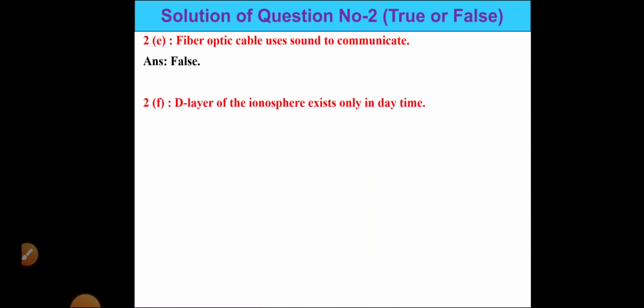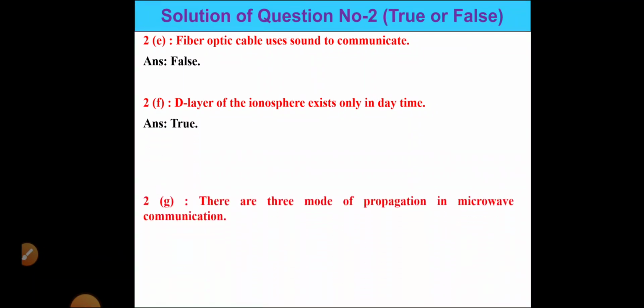The D layer of the ionosphere exists only in daytime. Yes, this statement is true, because at night it is nullified. The ions are nullified and merge with the other ions. So that's why no ions will be present in the D layer at night. Therefore this statement is true. Only in daytime it is present.